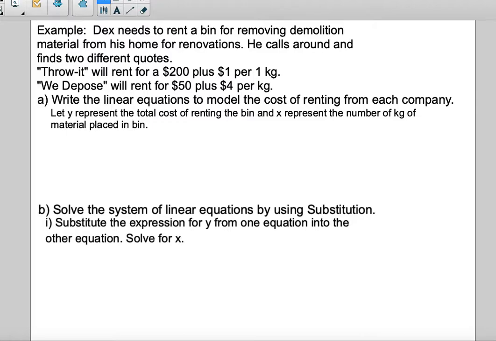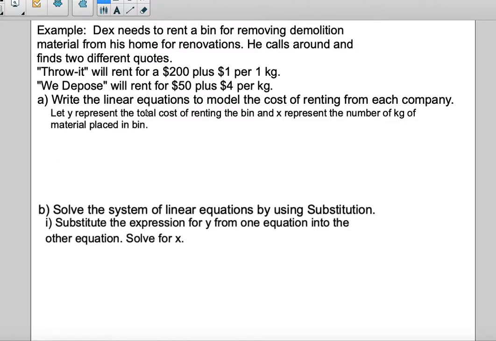So it says Dex needs to rent a bin for removing demolition material from his home for renovations. He calls around and finds two different quotes. Throw It will rent for a $200 fee plus $1 per kilogram. We Depose will rent for $50 plus $4 per kilogram. Write a linear equation to model the cost of renting from each company. So here we've already got our let statements. So let Y represent the total cost of renting the bin, and let X represent the number of kilograms of material placed into the bin.